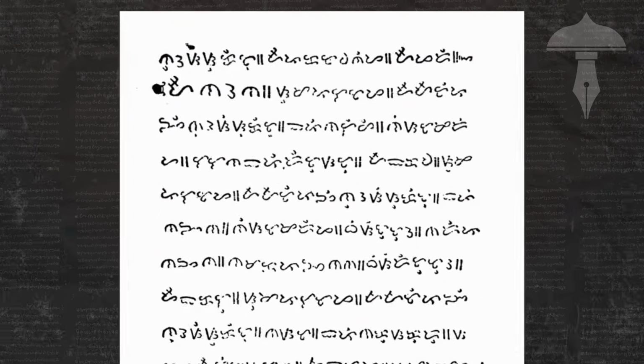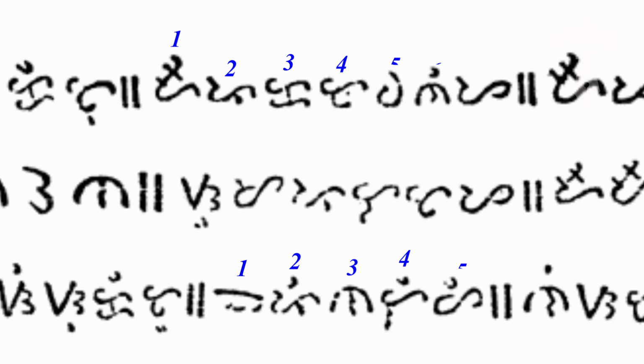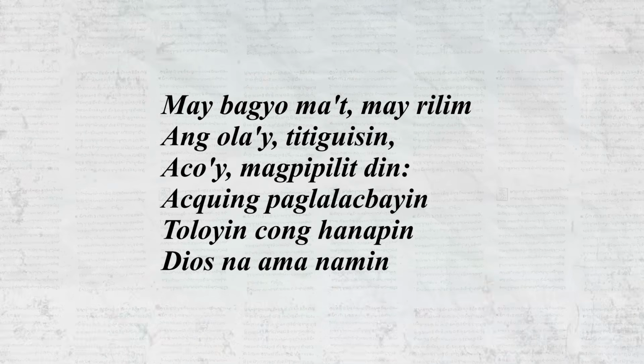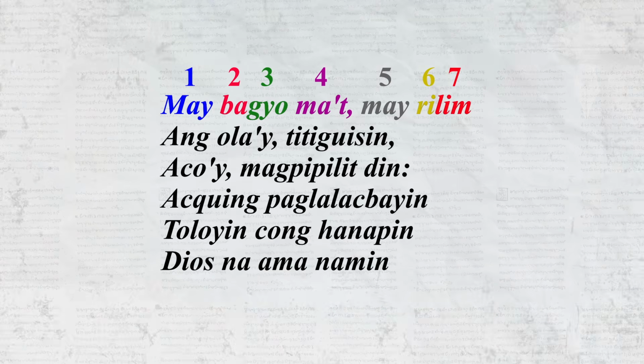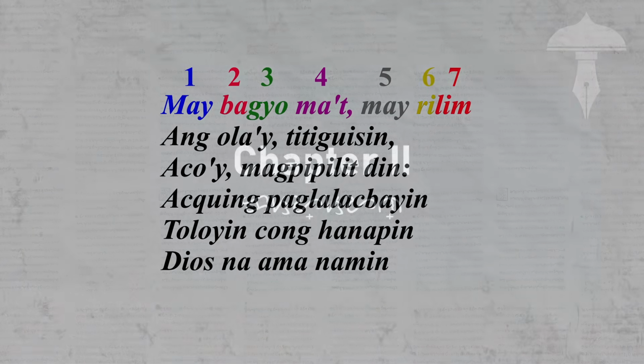Analysis from the Doctrina shows that segments averaging 5 to 7 syllables are found to have a danda written after them. This is attributed to the fact that traditional Tagalog poetry had the same length of syllables, such as in the poem May Bagyo Ma't May Ilaw.